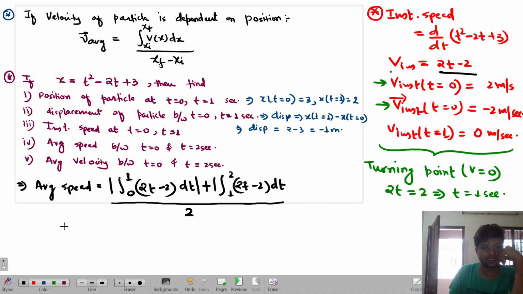So solve this, how much will it come? This will be 2t squared by 2, from 0 to 1, minus 2t. I'm directly writing it, okay? Is that fine now?